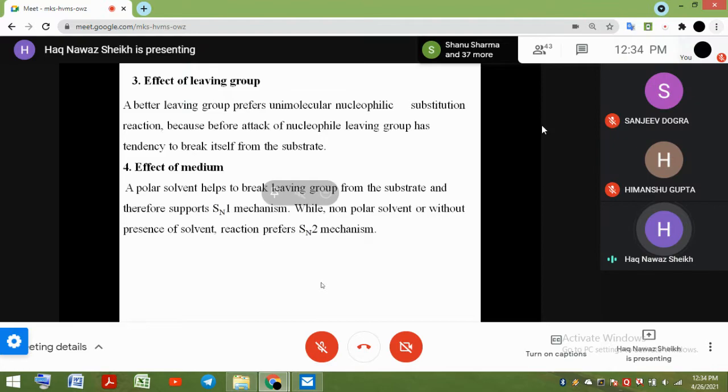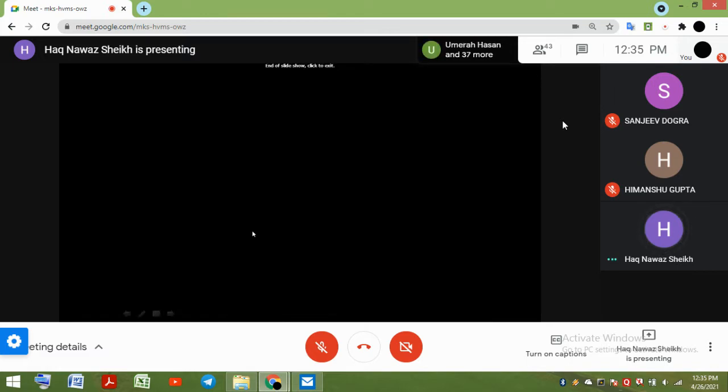Then the leaving group: a better leaving group prefers a unimolecular nucleophilic substitution reaction, because before the attack of the nucleophile, the leaving group has a tendency to break itself from the substrate. So if your leaving group is a better leaving group, then it favors an SN1 mechanism. If the leaving group is not a good leaving group and the bond is not breaking easily, then it must follow the second order, the SN2 mechanism. A polar solvent helps to break the leaving group from the substrate and therefore supports the SN1 mechanism, while in non-polar solvents, without the presence of solvent, the reaction prefers an SN2 mechanism.